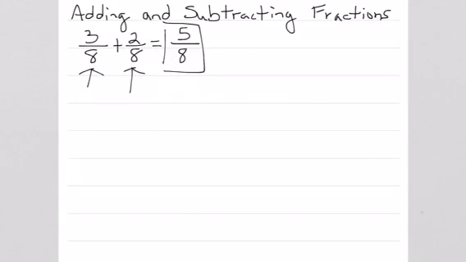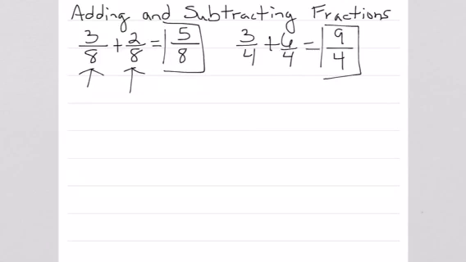All right, so let's try another one. Let's say we have 3/4 plus 6/4. Again, denominators are the same, so we're just going to bring that 4 over. And now add the 2 top numbers. 3 plus 6 is 9. And so we just get 9/4.